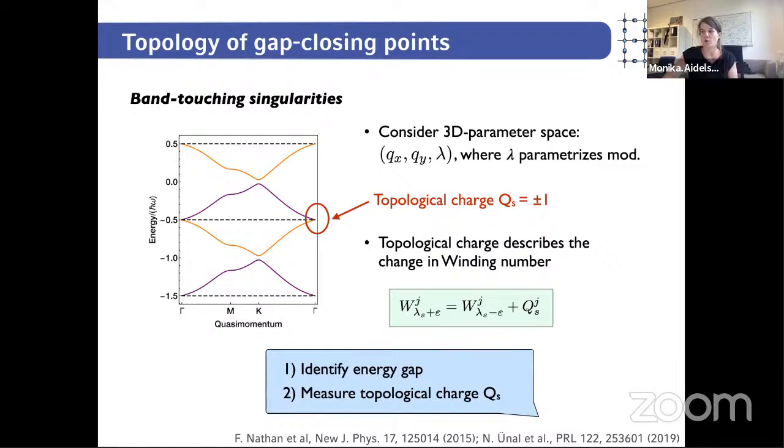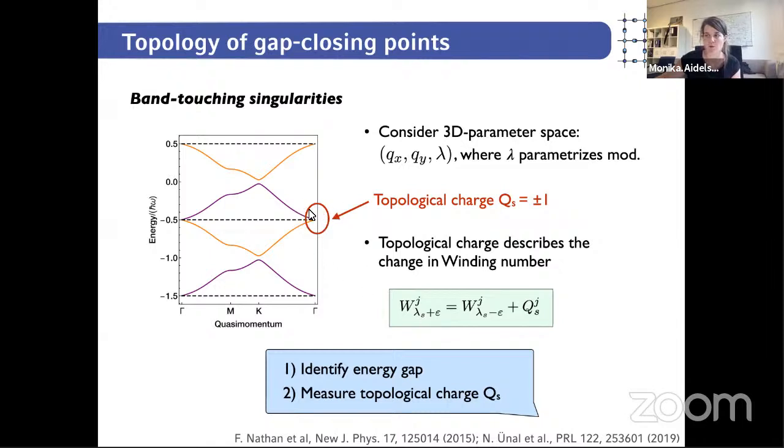And in order to know which one of these winding numbers changes, so sorry, I should explain the epsilon here as well. So we have this topological charge, which is denoted as Qs, S for singularity. And this epsilon just means we look at the winding number just before the topological phase transition and just after the topological phase transition. And lambda S is the point where the topological phase transition happens, or where there appears a singularity in the spectrum.